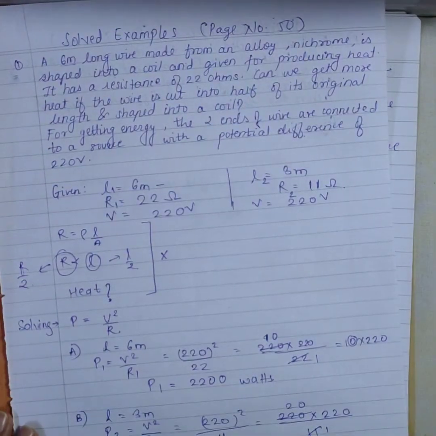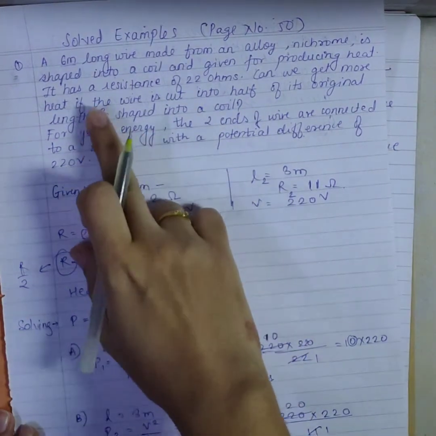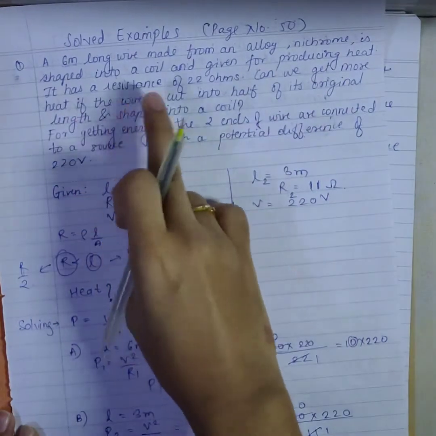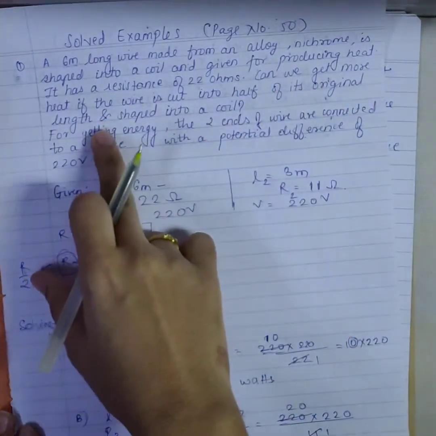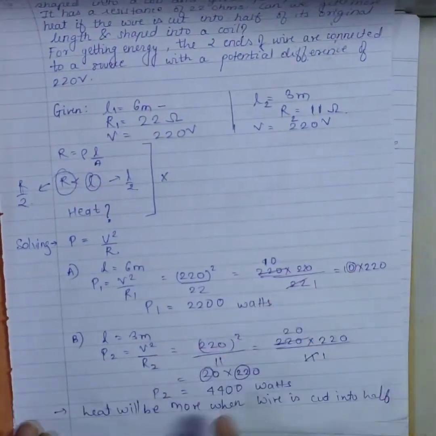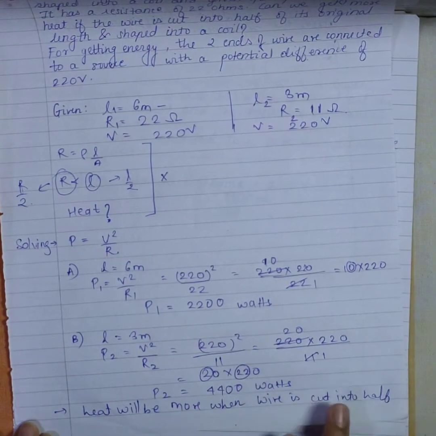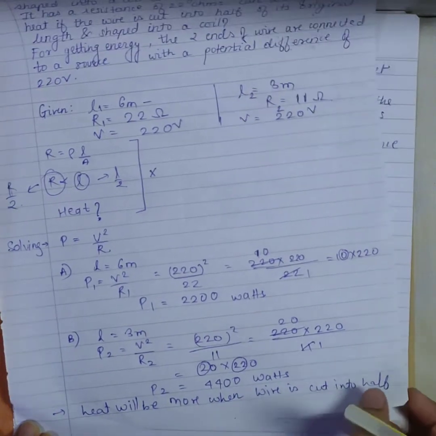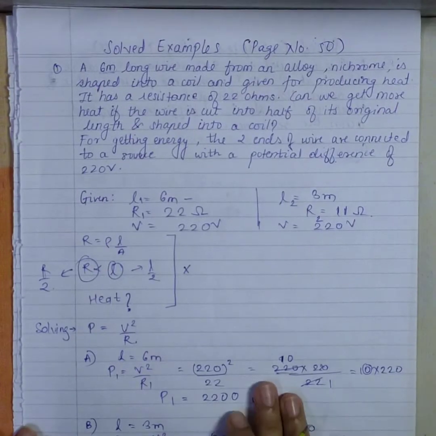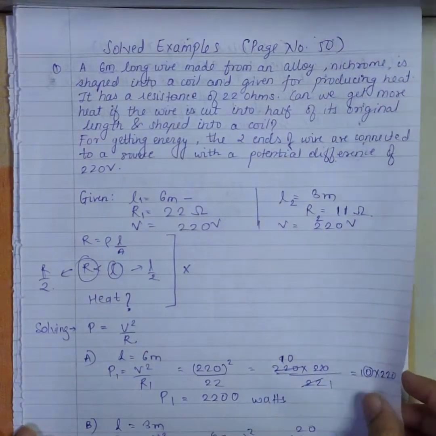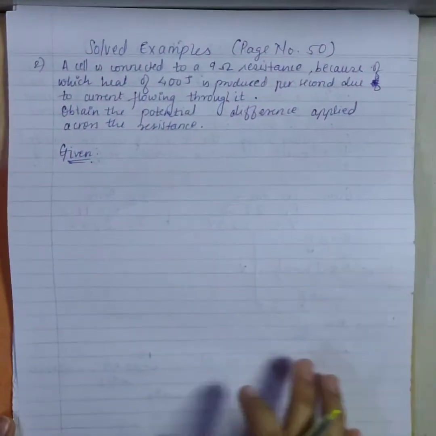Have I attained my conclusion? What have they asked? Can we get more heat if the wire is cut into half of its original length and shaped into a coil? Yes, the heat will be more when the wire is cut into half. So this is our first solved example. Now let's move on to the second solved example.